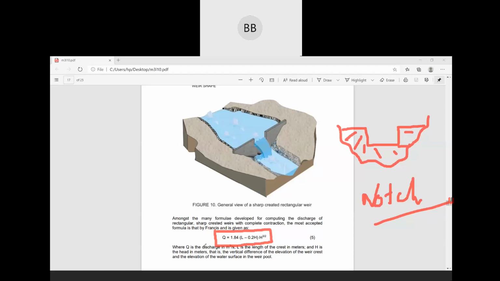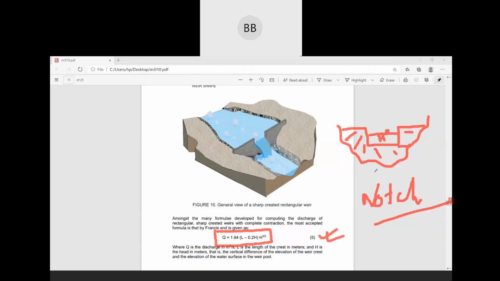You can draw the diagram and write down the equation. Equation number 5, you can see here. Write Q is the discharge in meter cube per second, L is the length of the crest in meters, that is this length, this part, and H is the head in meters, that is the vertical distance between the elevation of the weir crest and the elevation of the water surface in the weir pool. That is the difference between this part, and if the water level is here, this is the H value.